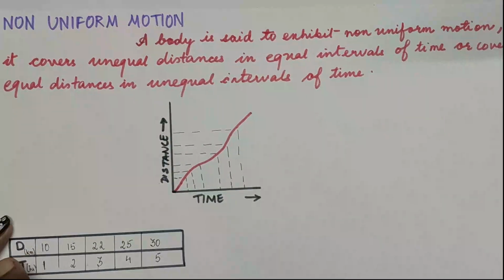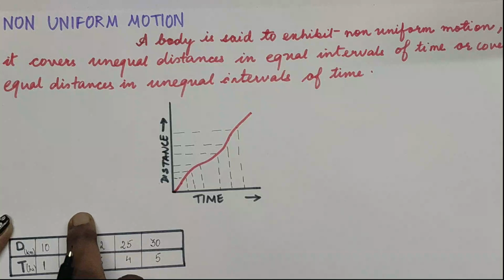Suppose I tell the distance covered in kilometers and time taken in hours. A car is moving 10 kilometers in the first hour, then 15 for the next, 22 for the third, 25 kilometers in the fourth hour, and 30 in the fifth. So here time is increasing equally, but the distance covered differs by 5, then 7, then 3, and then 5 again. So the distance covered is unequal, and such a body is said to exhibit non-uniform motion.